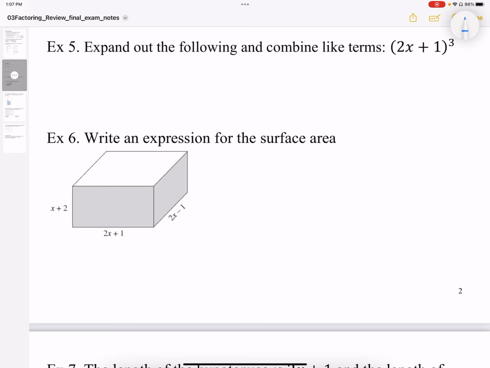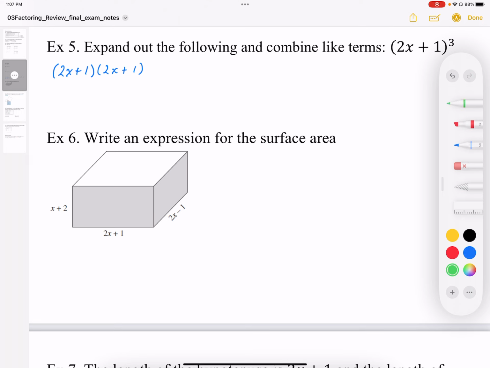Example 5, we're going to expand out the expression (2x + 1) cubed, and then we're going to combine the like terms after this expansion. So the first thing is, when we do a cube, we're going to do the square first. So we're going to do (2x + 1) times (2x + 1). And then once we multiply the first two terms, we can multiply in the third term.